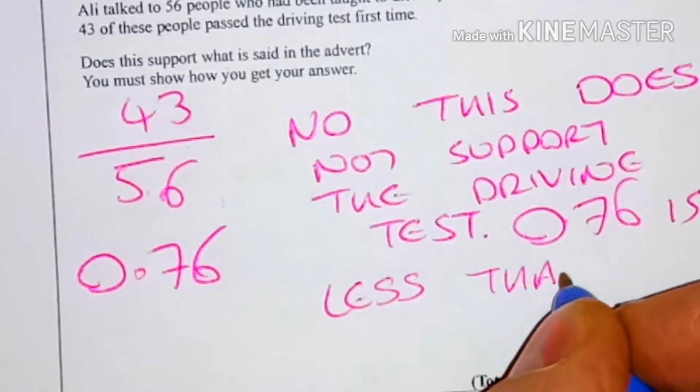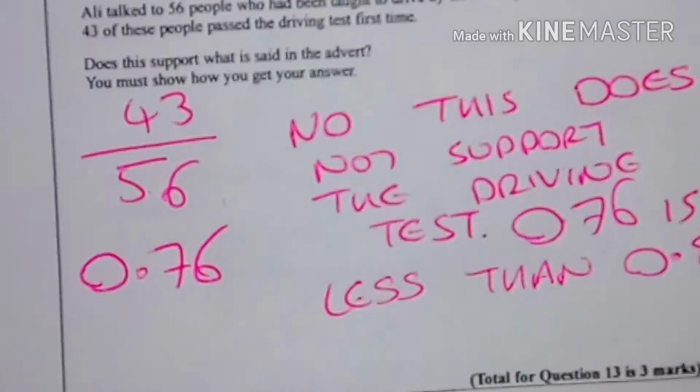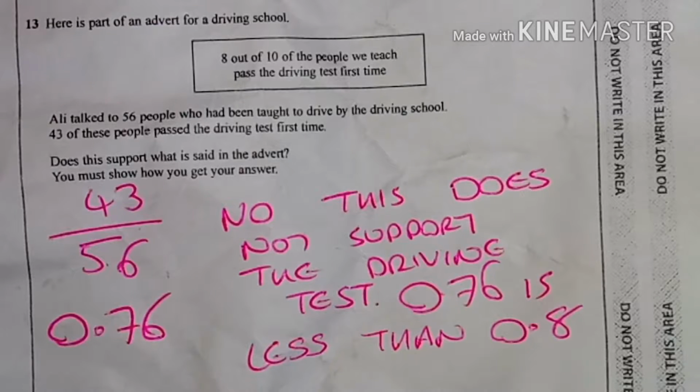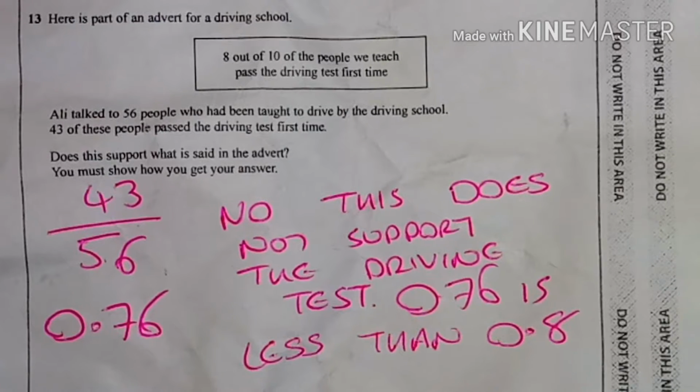You can say 0.76 is less than 0.8. Okay, so this is a totally correct answer. You can say that 0.76 is less than 0.8, so this definitely does not support the advert.